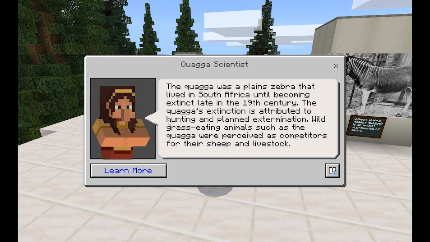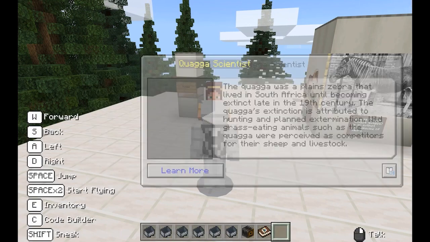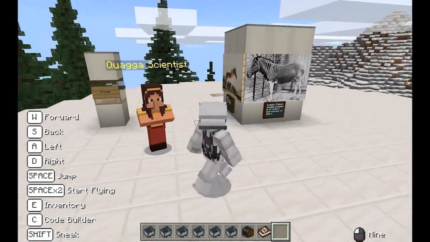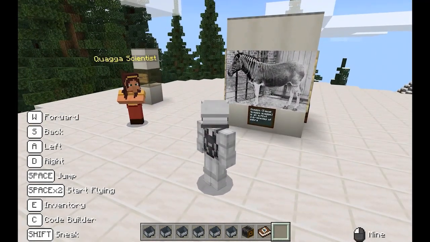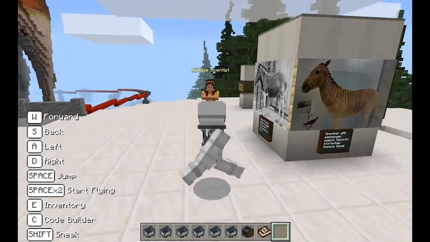So this means that not only did humans hunt them, but humans also planned to kill them all because they were eating the same grass as their sheep were. So they were farming sheep and different livestock, and because these were also eating the same grass, they didn't want any of them around. So they went extinct from hunting and planned extermination. Ugh. Let's take a look at this guy. Wow, he does kind of look like half zebra, half horse.